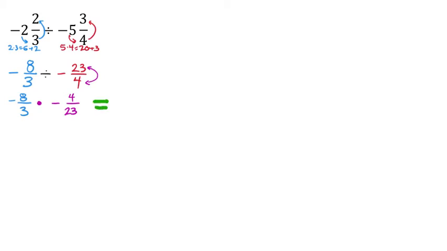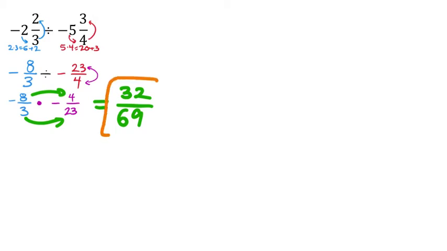So the sign of the answer here is going to be positive, because a negative times a negative is a positive. That's good. But then in the numerators, we got 8 times 4, which is 32. And then in the denominators, 3 times 23 should be 69 there. Okay. So this would be our proper fraction. Of course, we can't even change this into a mixed number, so that should be our final answer. Let's just double check on the calculator. So the calculator confirms that we did this correct, and there's our answer.